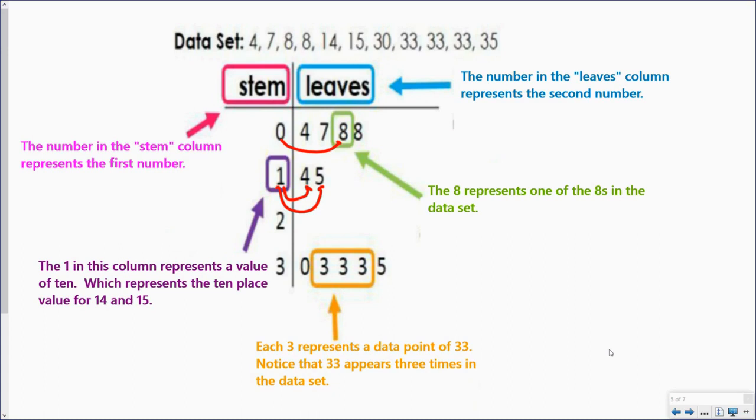Each 3 represents a data point of 33. Notice that 33 appears 3 times in the data set. So here are my 3 33s. The 3 is in the stem, which is a 10. So there's 33, 33, and 33.